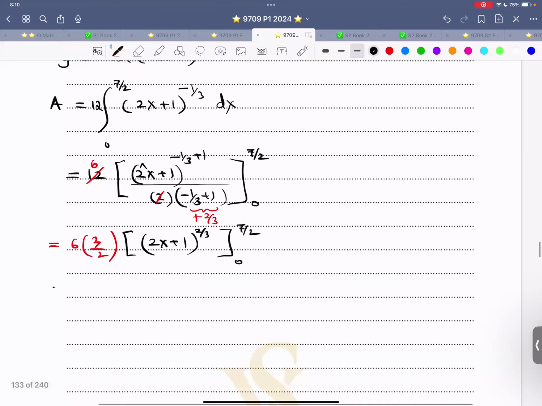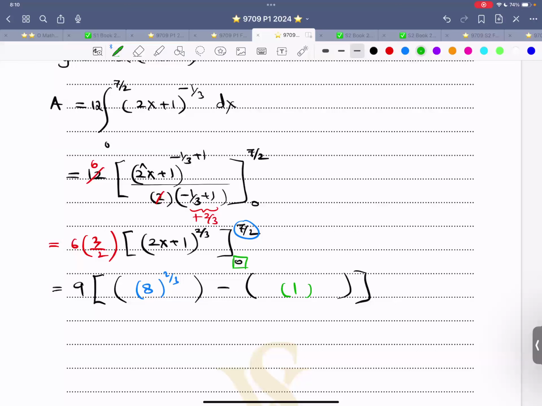2 1s are 2, 3s are... that is 9. And now let's plug in the limits. First the upper limit and then the lower limit with this thing. So now when I plug in the upper limit, 2 into 7 over 2, 7 plus 1, 8 raised to power of 2/3. When I plug in 0, 0 plus 1 is 1, 1 raised to power of 2/3.